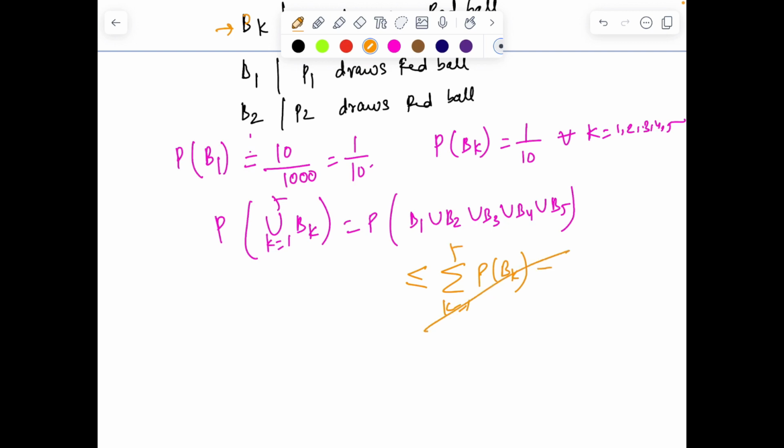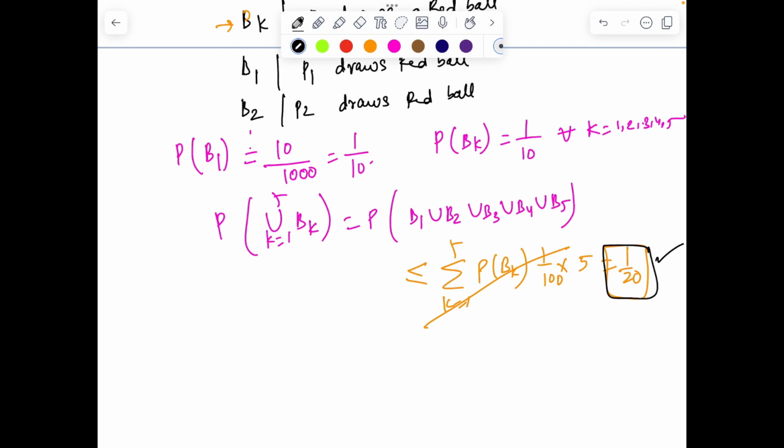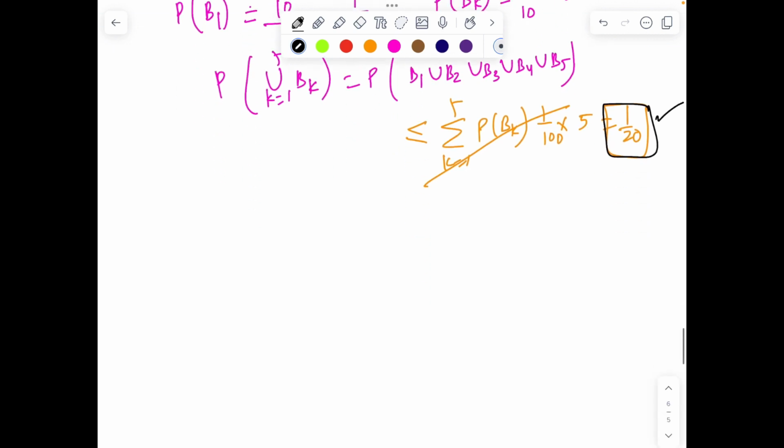So it will be nothing but 1 by 100 into how much? 5, which is 1 by 20. So I know the probability that at least one of them will be picking up a red ball will definitely be less than or equal to 1 by 20. ठीक है. अब exact answer finding is also very obvious here, क्योंकि exactly how to find?